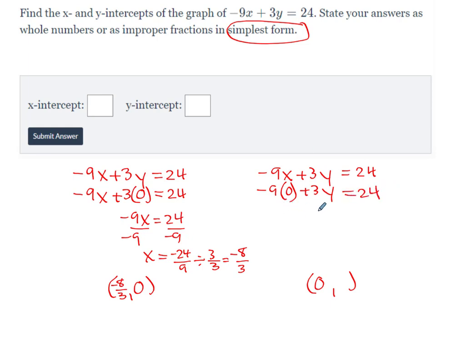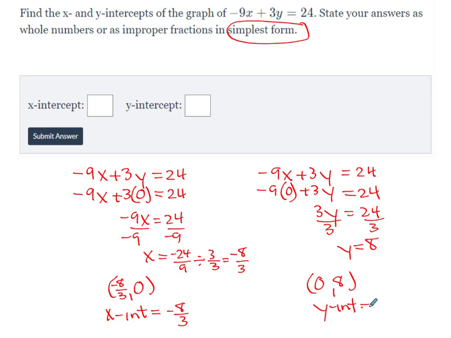So this is going to be 0, so it would really simplify to 3y is equal to 24. And then divide by 3 on each side, which gives me y is equal to 8. And in the next video, I'll show you how we can graph them using our x and y intercepts. So to clarify, my x-intercept is equal to negative 8 over 3, and my y-intercept is equal to 8.